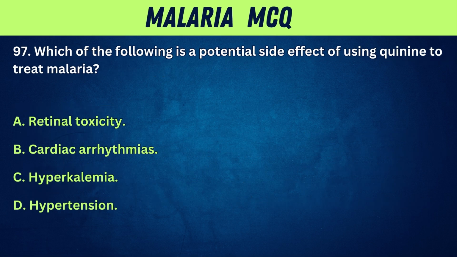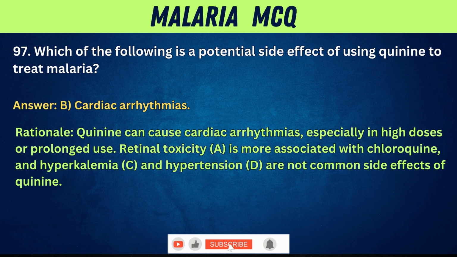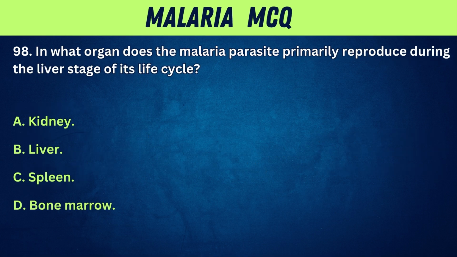97. Which of the following is a potential side effect of using quinine to treat malaria? A. Retinal toxicity. B. Cardiac arrhythmias. C. Hyperkalemia. D. Hypertension. Answer: B. Cardiac arrhythmias. Rationale: quinine can cause cardiac arrhythmias, especially in high doses or prolonged use. Retinal toxicity, A, is more associated with chloroquine, and hyperkalemia, C, and hypertension, D, are not common side effects of quinine.